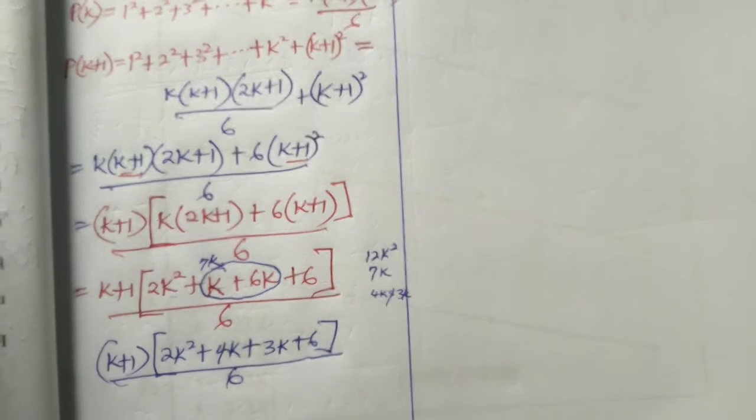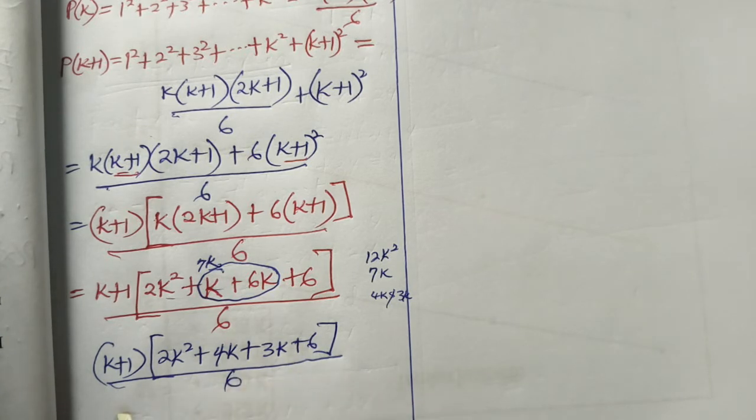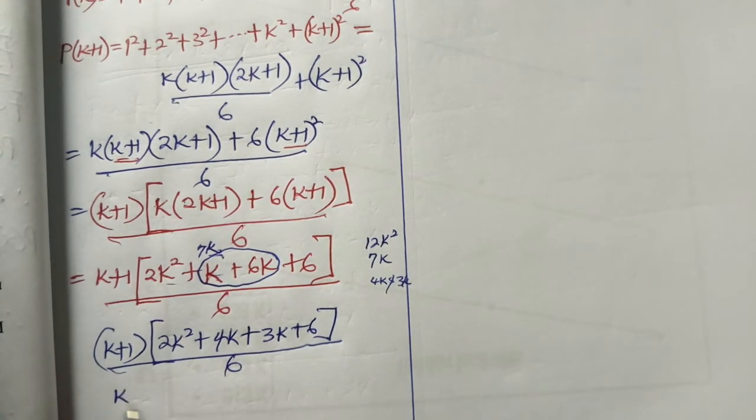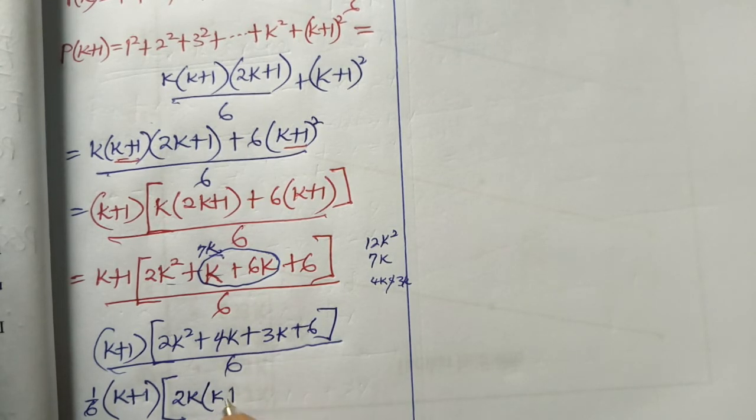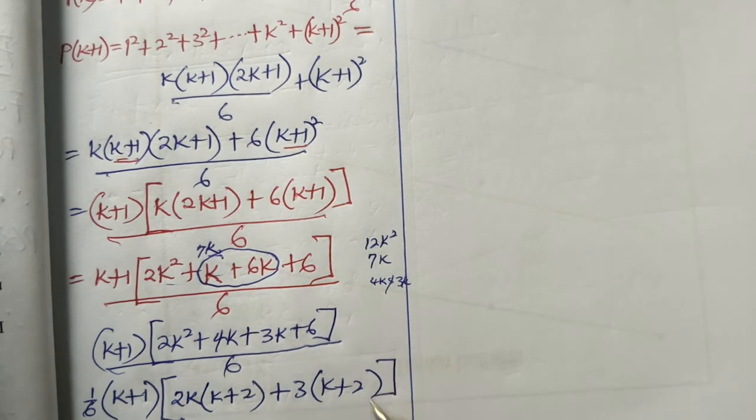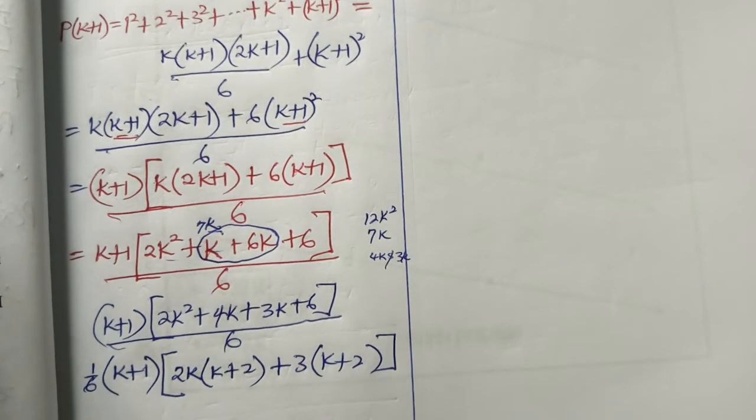So that if we now factorize, we will have k, let me just put 1 over 6 here instead of occupying space. k plus 1 into this one will give us a 2k outside into k plus 2, then k plus 2, this is 3 plus 3, so that's what we will have, plus 3.